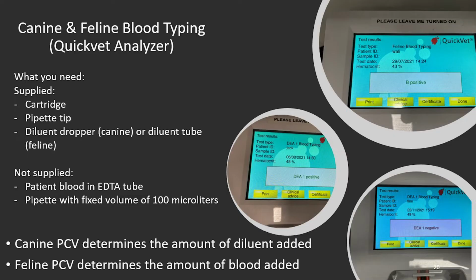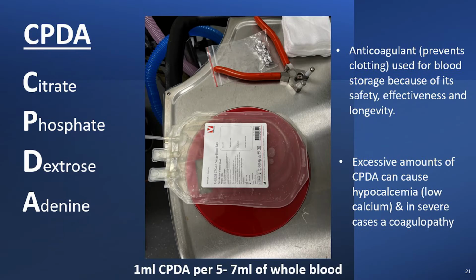blood in increments of 100 microliters, depending on what that PCV is. So once you add that in, aspirate it the same as you normally would. Put the 100 microliters of the mixed sample in the well, and again, after about 5 minutes, you'll have a result that'll either say A, B, or AB, depending on what it is.